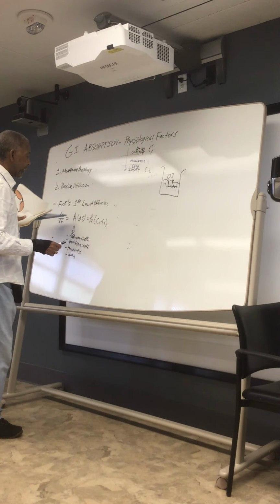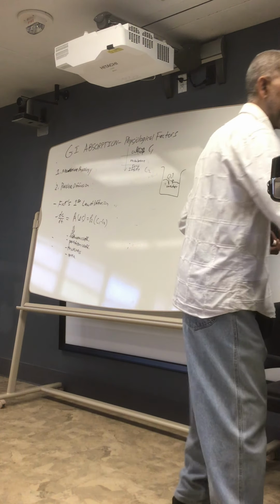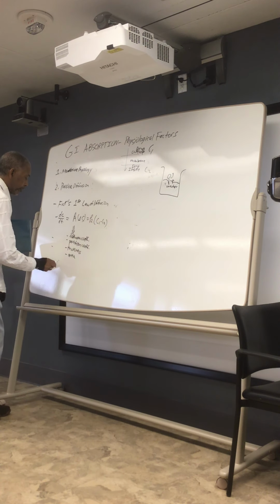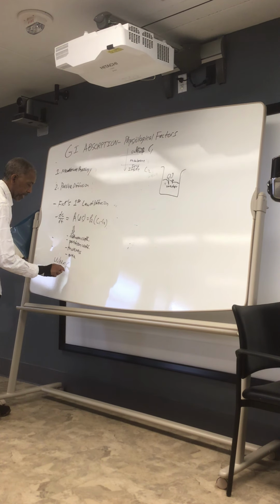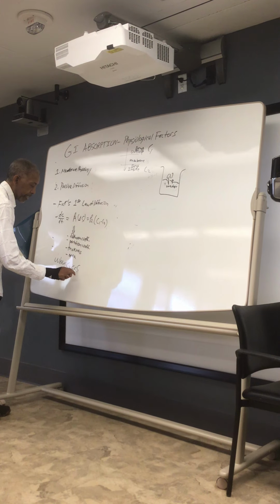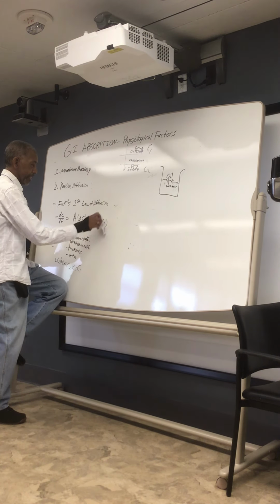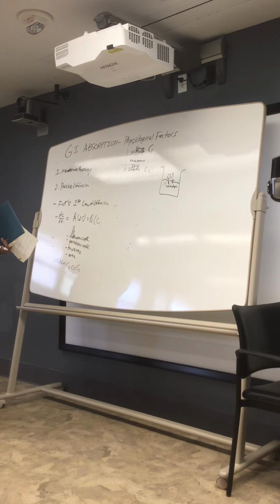So in that case, with Fick's first law, when C2 is much less than C1, this equation can be simplified. It's still first order, but it's going to look even more like a first order process when C2 is much less than C1, because if C2 is small, then that's just K times C1.